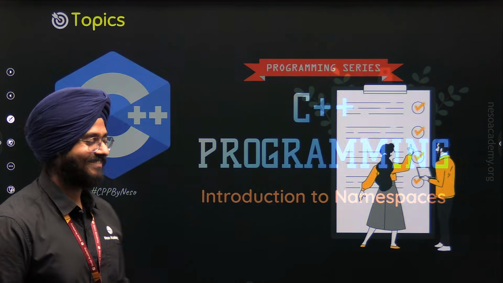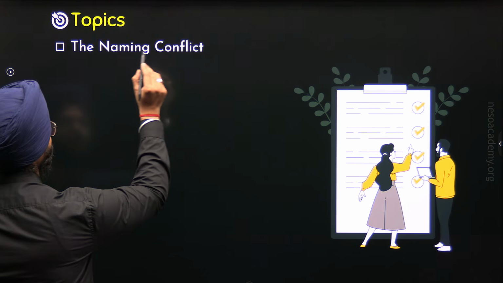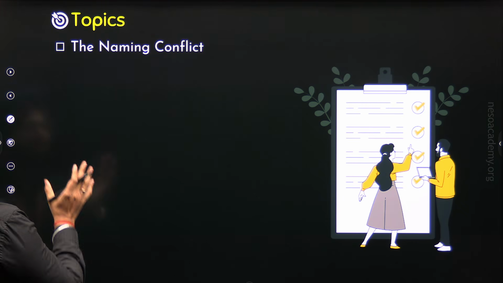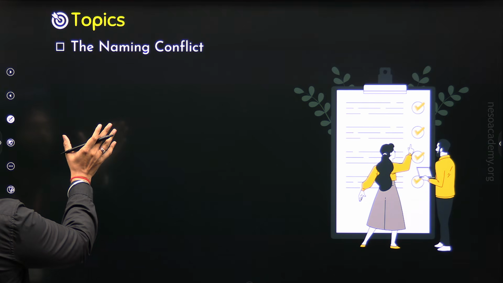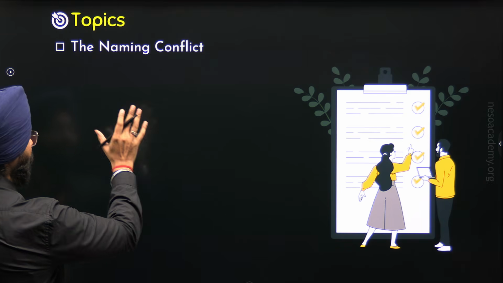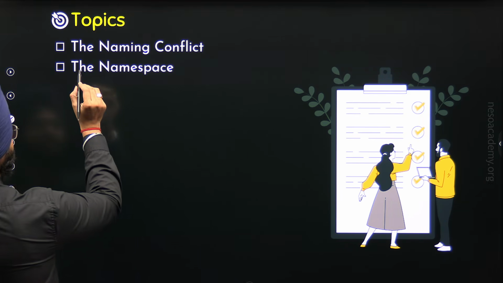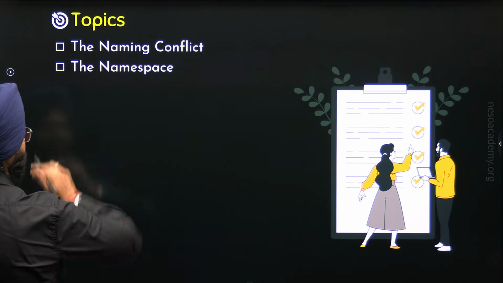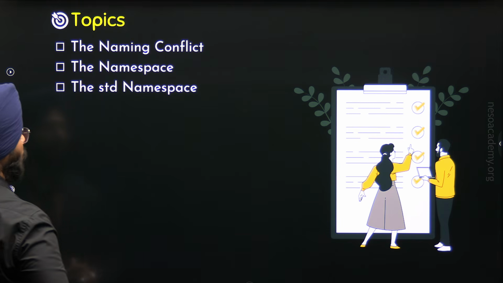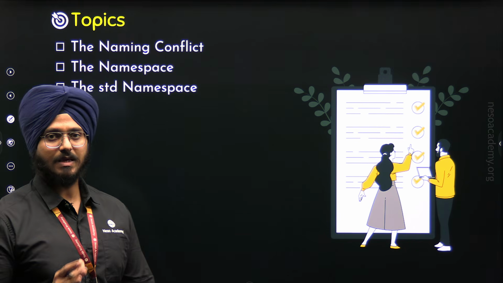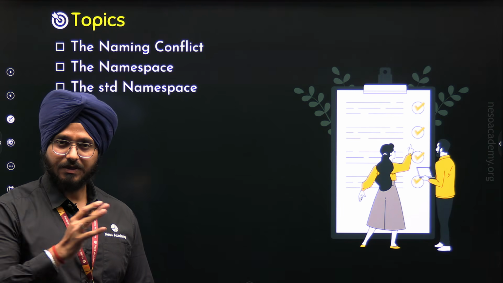the topics. The first topic of this lecture is the naming conflict. First, we will understand the concept of the naming conflict and we will understand where it occurs and when it occurs. Then we will move to the second topic to understand the concept of the namespace. After this, we will understand the std namespace, which is quite common to use in C++ programs. So these are the topics we will cover in this lecture.